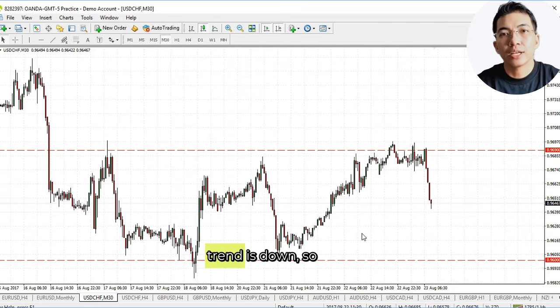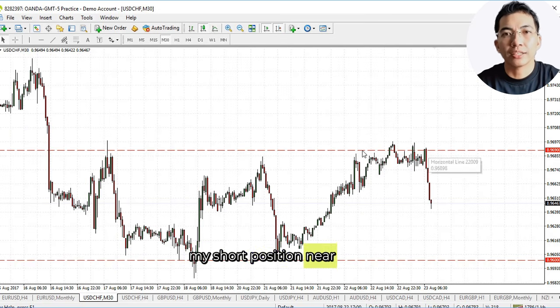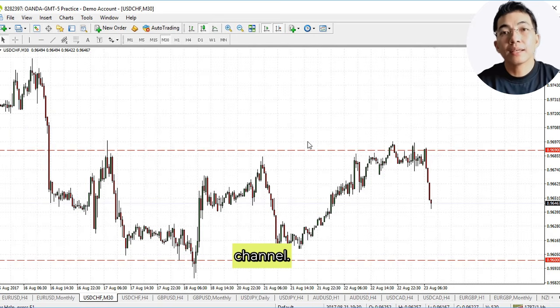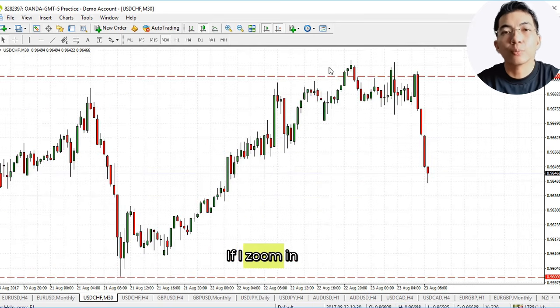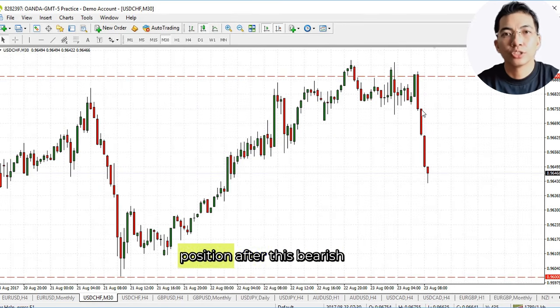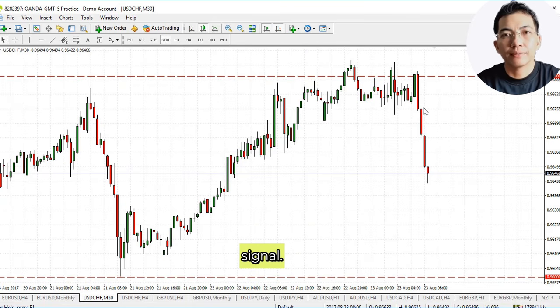Remember that the main trend is down, so I'm looking for short positions, and of course I'd like to open my short position near the top of the channel. The market has formed a bearish engulfing pattern. If I zoom in, it's more clear. So I took the chance to open a short position after this bearish signal. I needed to study the entry level, the stop loss and the take profit.